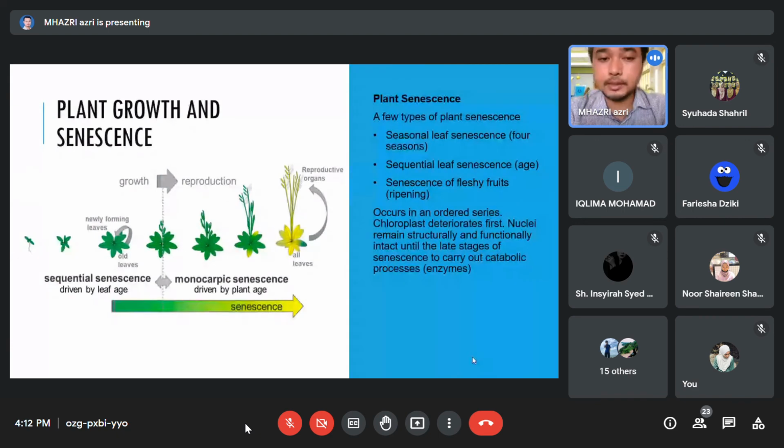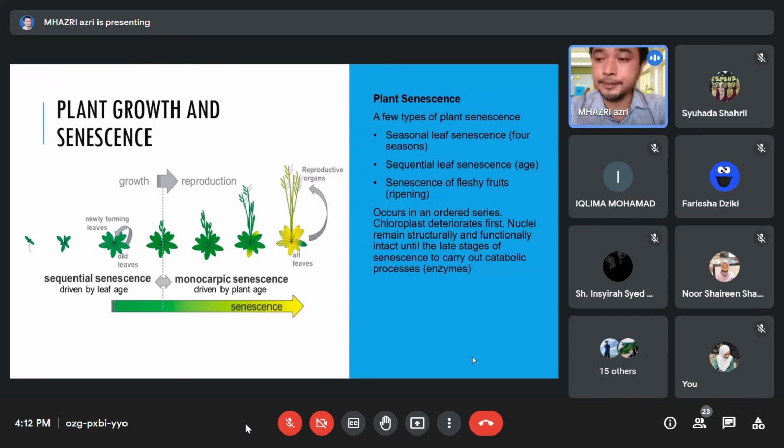Okay, ini adalah ripenings. Okay, the mature, these organs will become mature. Okay, so senescence process will occur in an ordered series. Okay, for example, the first stage, the chloroplast will deteriorate. Okay, it will undergo degradations.